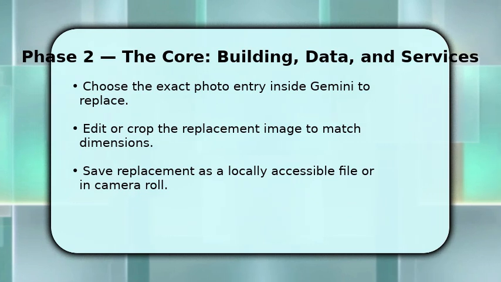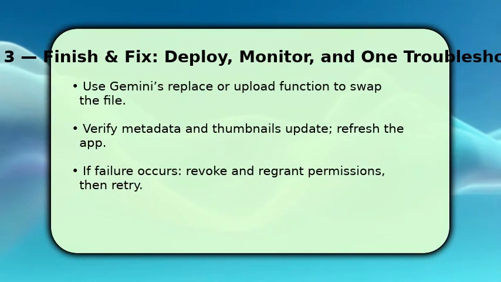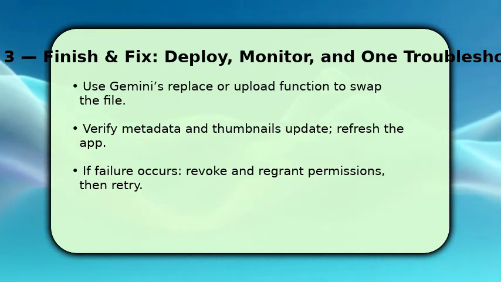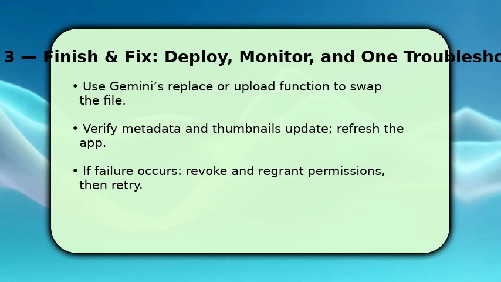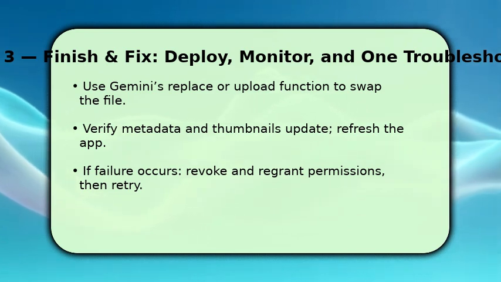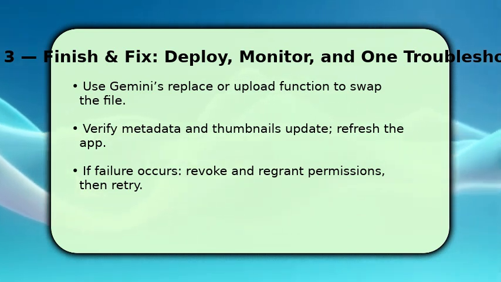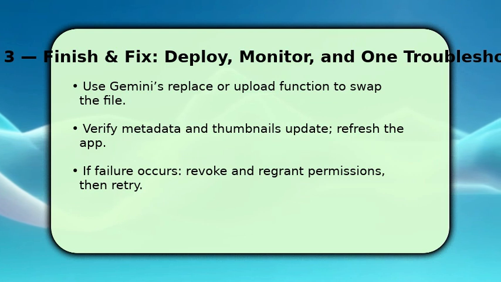You complete the change by using Gemini's replace or upload function. Select the target entry, choose replace, then pick the prepared local file. Wait for the app to process. Check that thumbnails, metadata, and any link tags update. Once it looks correct, refresh or restart Gemini to ensure cache is clear.